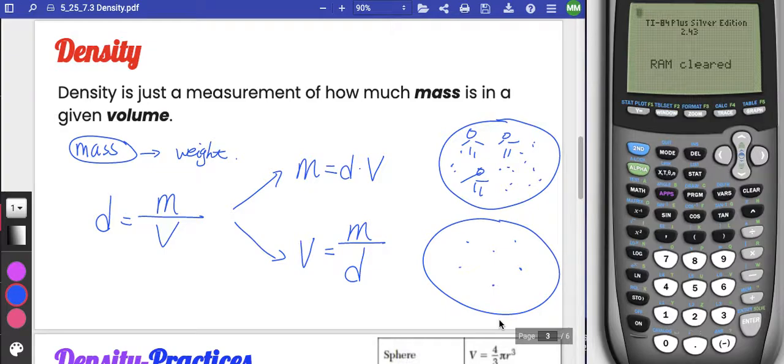In this video, we are going to continue our conversation about density. As I mentioned in the previous video, we are going to do some practice in this video. And in the previous video, we already mentioned the definition of density, and also we figured out the connection between density, mass, and volume.